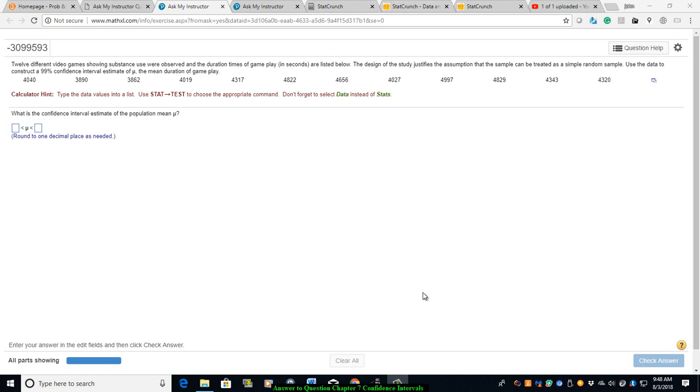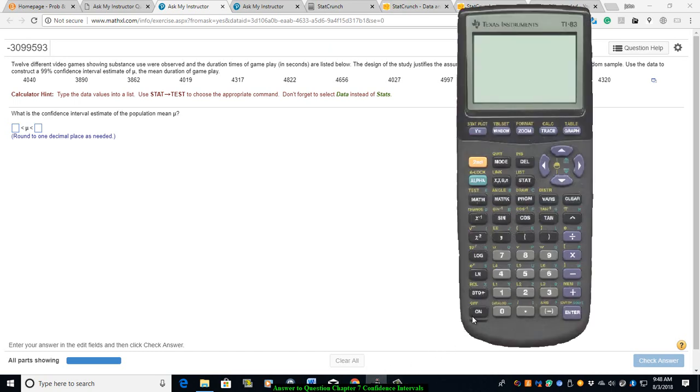This is the answer to a question about how we get this confidence interval. Our first step is going to be to go to the calculator. We're going to turn it on, and go ahead and press Stat and Edit.